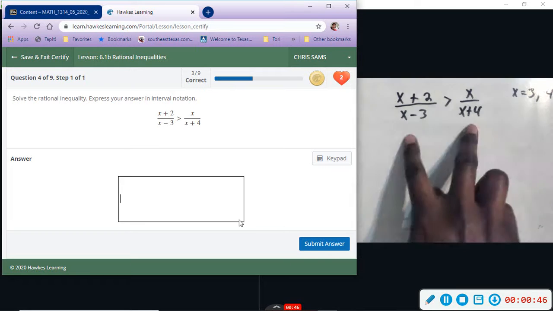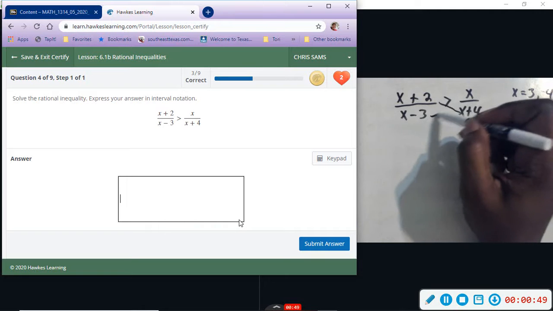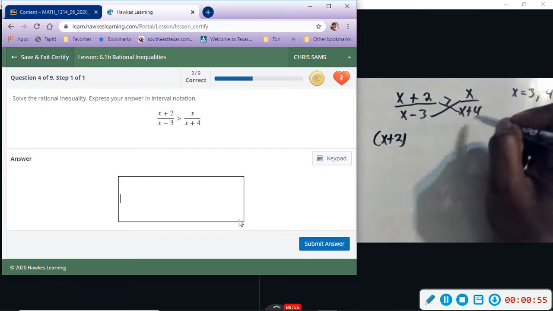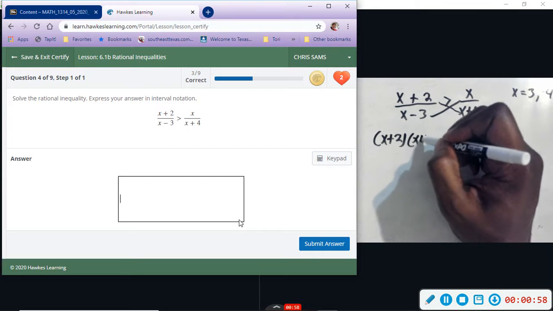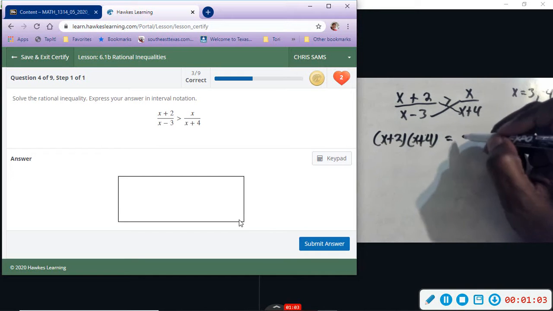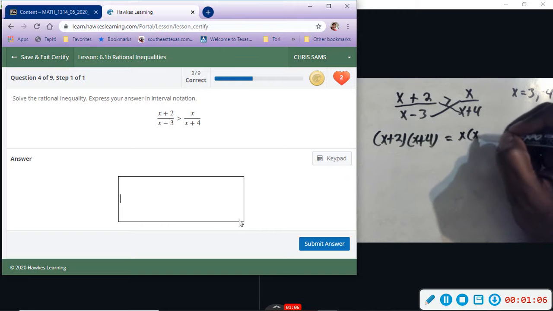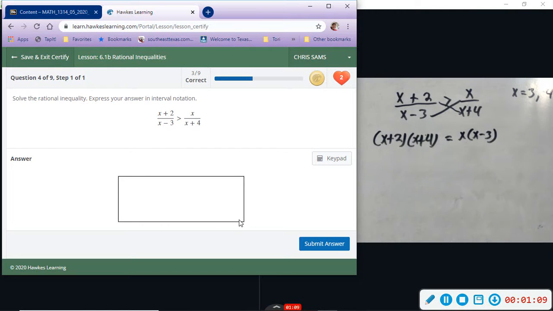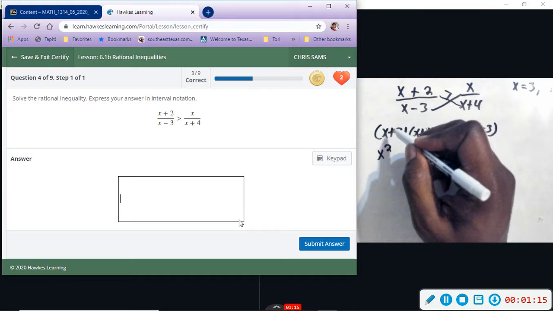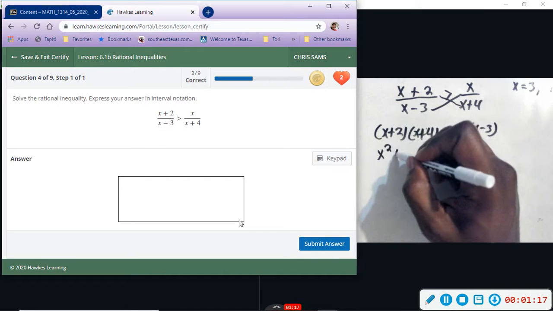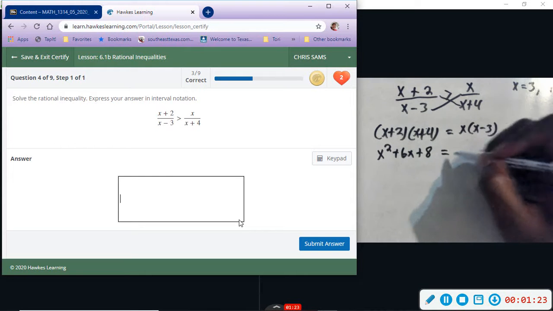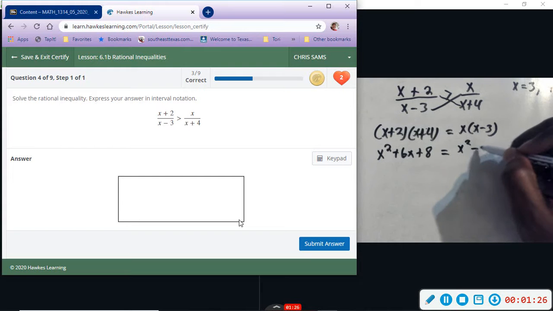Alright, and then we got to cross multiply to find the other one. So multiplying here and here, I will have (x plus 2) times (x plus 4). And I'm just going to say equal because we just need to find, set it equal to 0. So we'll have x times (x minus 3). Alright, so we're going to distribute. So we get x squared, and then we'll get 4x plus 2x. That will give us a positive 6x plus 8 equals x squared minus 3x.